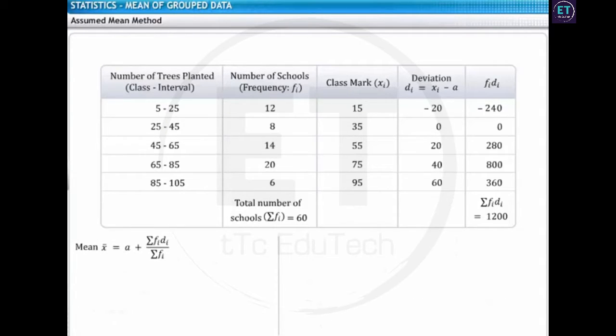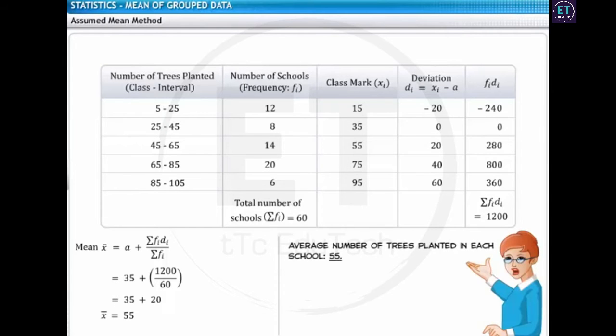Now, let's use this formula to calculate the mean of the given grouped data. Substituting the values and calculating, we get the mean of the given grouped data as 55. This method is called the assumed mean method to find the mean of grouped data. Thus, we see that the mean found using the assumed mean method is in agreement with the value of the mean found using the direct method.